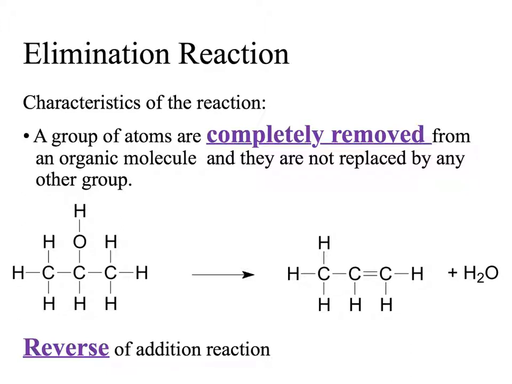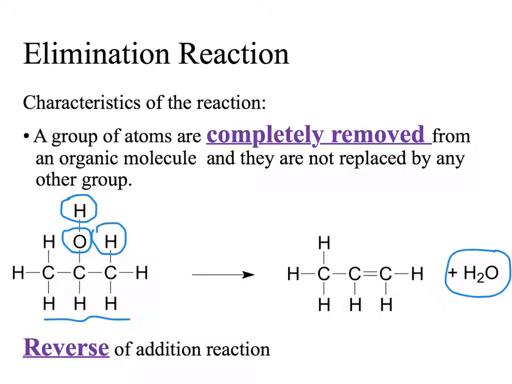Elimination reaction, as the name suggests, involves the complete removal of a group of atoms from an organic molecule. Let's take a look at this example. In this example, a water molecule has been removed from the organic molecule. Where are the atoms that make up the water molecule? If you look at the organic reactant over here, the water molecule comes from the hydrogen atom over here, this oxygen atom over here, and this hydrogen atom.